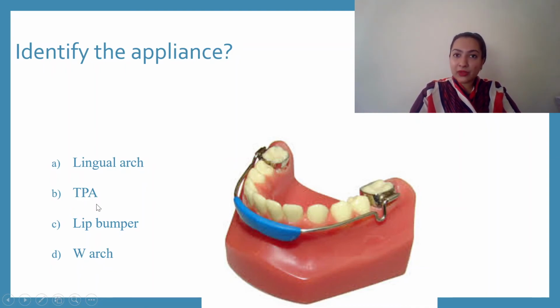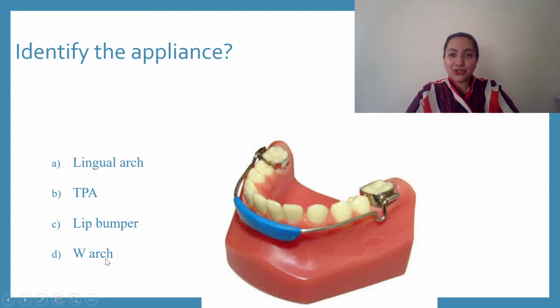Next is TPA. What is the full form of TPA? Transpalatal arch. It means it is attached to the palate. This is a mandibular cast which is shown. So this is ruled out again. So now you are left with lip bumper and W arch. If you have seen my previous lecture, you will know what W arch is used for. W arch is used for expansion of maxilla. So this cannot be a W arch. Therefore, this is how you rule out three options. So now you know it is a lip bumper, right?